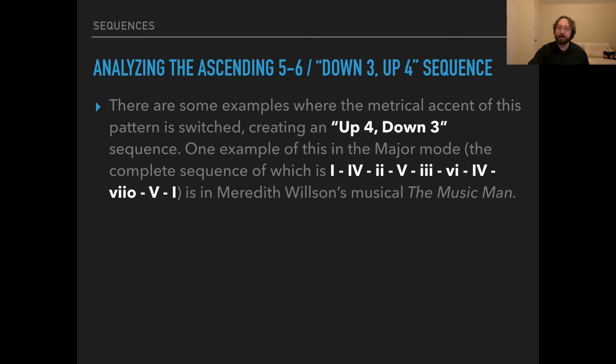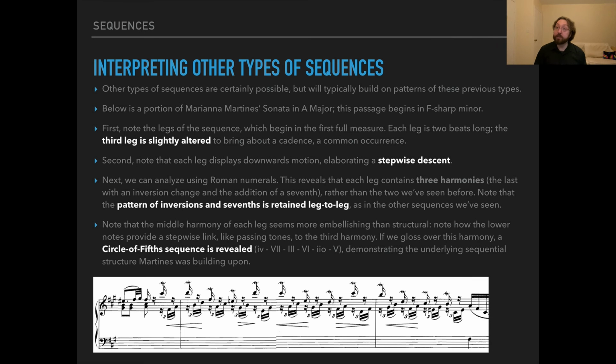Other types of sequences are certainly possible as well, but they'll typically build on patterns that we've seen from earlier types. Below is a portion of Marianna Martinez's Sonata in A major. This passage begins in F sharp minor.